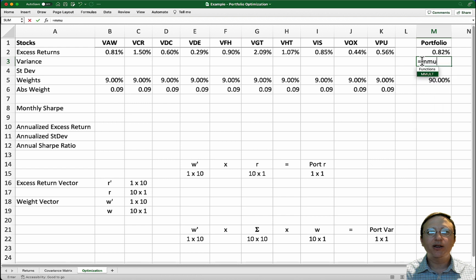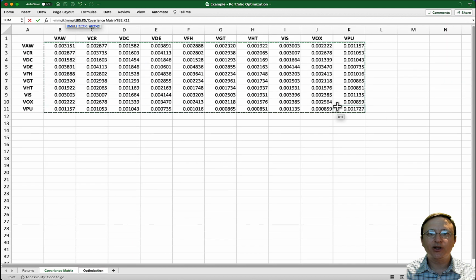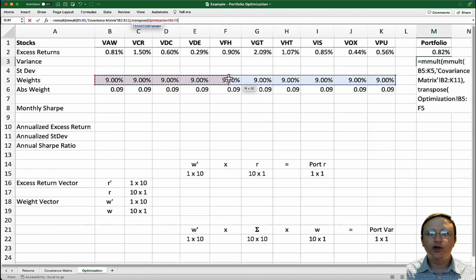We will use nested mmult functions to multiply the three matrices. Start with the weight vector. Next is the covariance matrix. Close the inner mmult function, which becomes the first argument for the outer mmult function. The second argument is the weight vector arranged vertically. Type Ctrl+Shift+Enter to evaluate the formula.